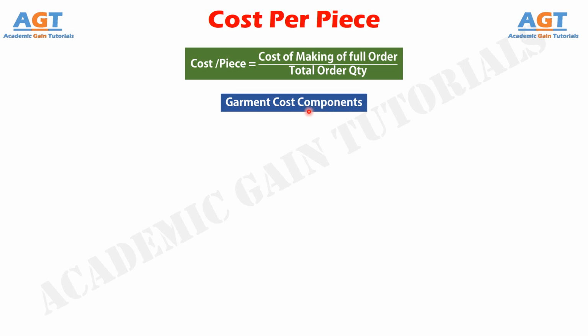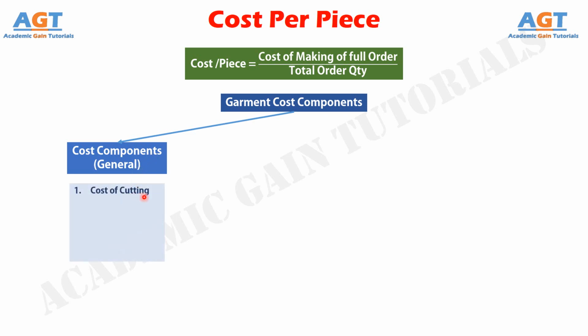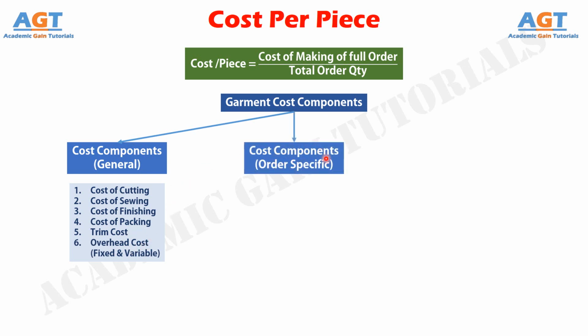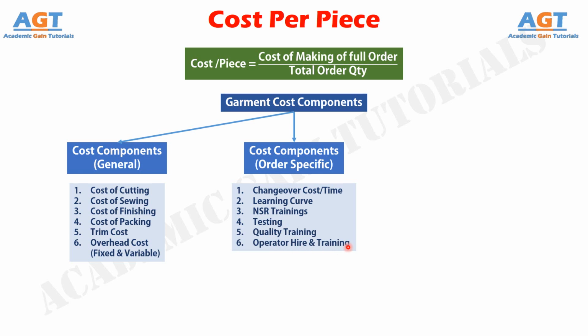First, let's discuss the primary cost components in garment costing. First of all, we have the general cost components, which includes costs like cost of cutting, cost of sewing, cost of finishing, cost of packing, trim cost, and both fixed and variable overhead cost. Then we have the order-specific cost components, which include changeover cost per given time, learning curve and efficiency loss due to it, NSR trainings, testing, quality training, operator hire and training, etc.